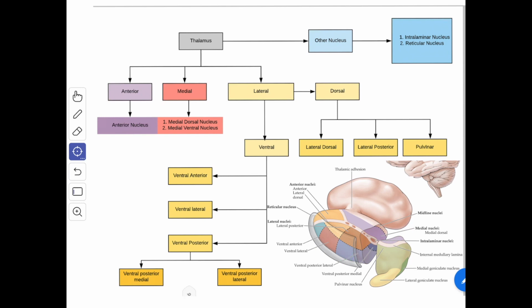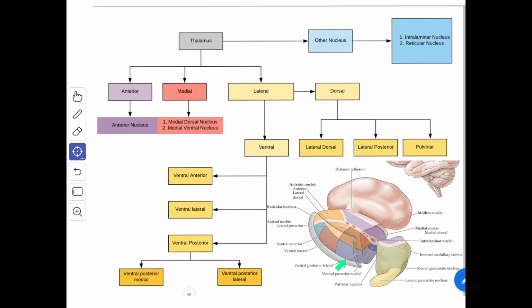The other thalamic nuclei: in addition to the above mentioned nuclei, the thalamus consists of the following other nuclei also. The interlaminar nuclei: several nuclei are embedded in the internal medullary lamina, termed the interlaminar nuclei. Then you have the midline nuclei or paraventricular nuclei, which consist of scattered cells that lie between the medial part of the thalamus and the ependyma of the third ventricle.